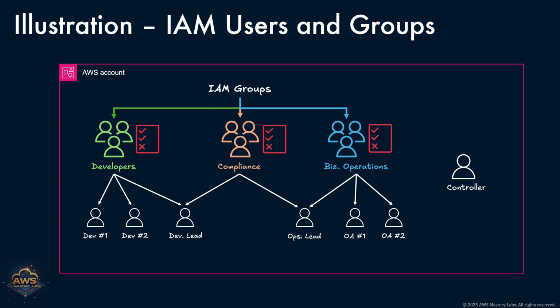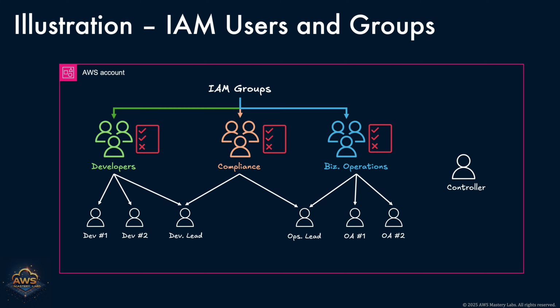Because users in IAM inherit all permissions from all groups they belong to, both leads will be able to perform a combined set of actions from all the policies assigned to their respective groups. For example, the development lead gets both developer permissions and compliance level oversight, enabling them to work effectively across both domains.